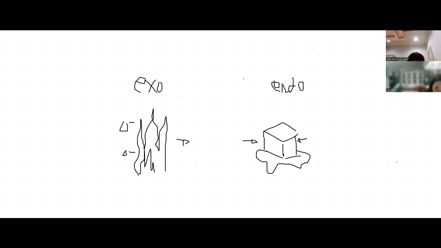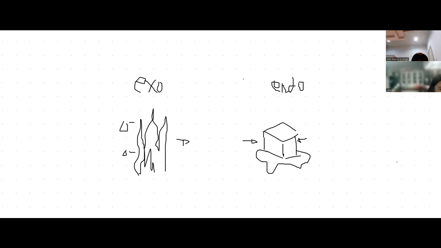Since this is negative, a negative is an exothermic reaction, and in an exothermic reaction, the reactants have a higher energy than the products. So it's going to be like this.